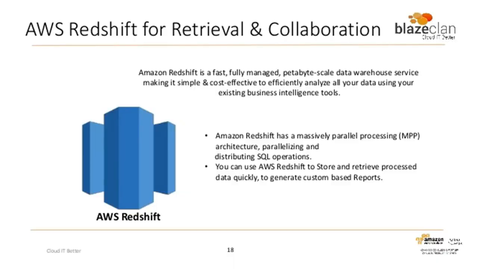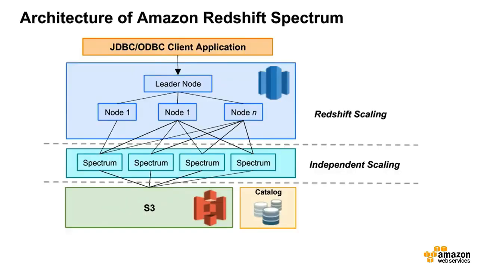AWS Redshift can be used for retrieval and collaboration also, because it is fast, fully managed, and petabyte scale, making it simple and cost effective to efficiently analyze all your data using your existing BI tools. You can also generate custom reports and do analysis work using any form of analysis tools available on the cloud. This is a simple architecture of Redshift Spectrum.